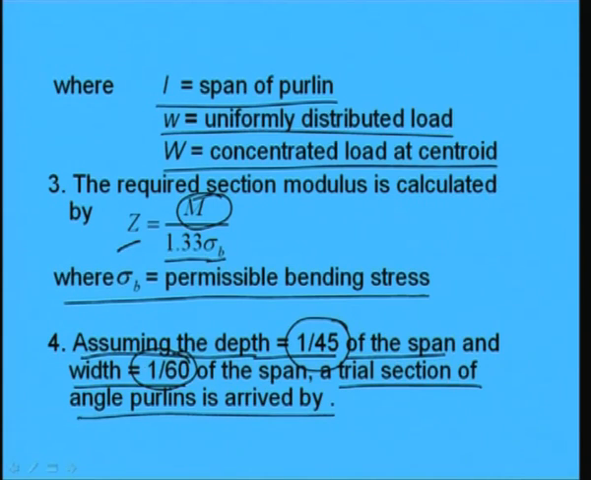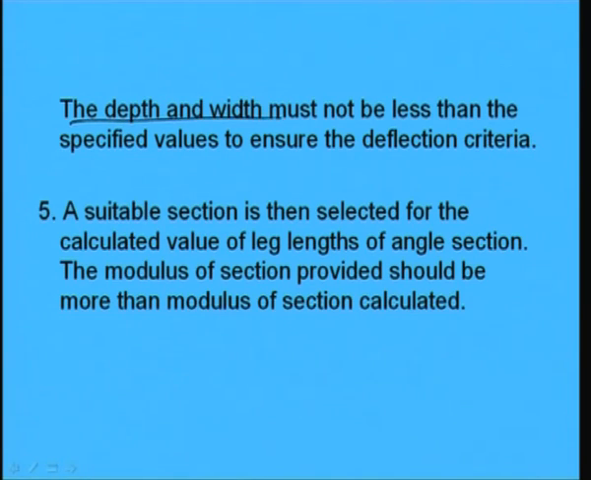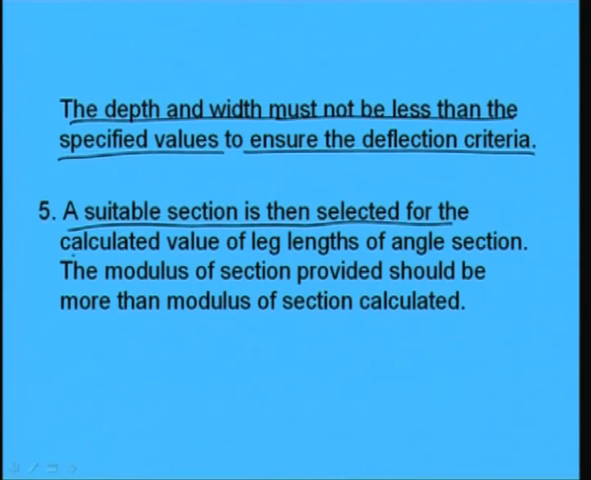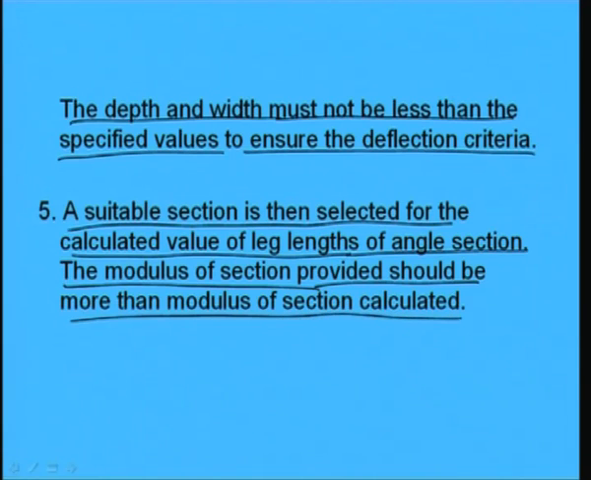The moment we find this approximate depth and approximate width, then we can find out a trial section of the angle purlin. So, depth and width must not be less than the specified values to ensure the deflection criteria. Now, in the codal provisions the deflection criteria is given, so we have to ensure that also, that the depth and width must not be less than the specified values, right. Then a suitable section is selected for the calculated value of leg lengths of the angle section. The modulus of section provided should be more than the modulus of section calculated.